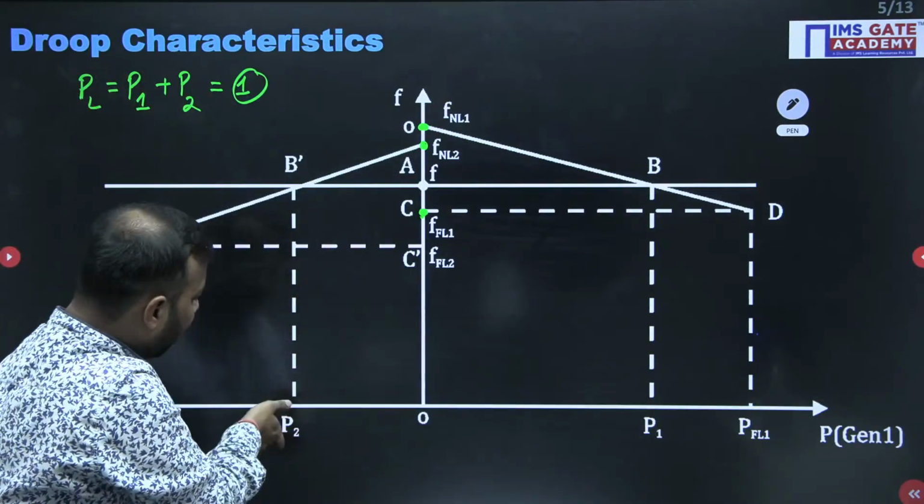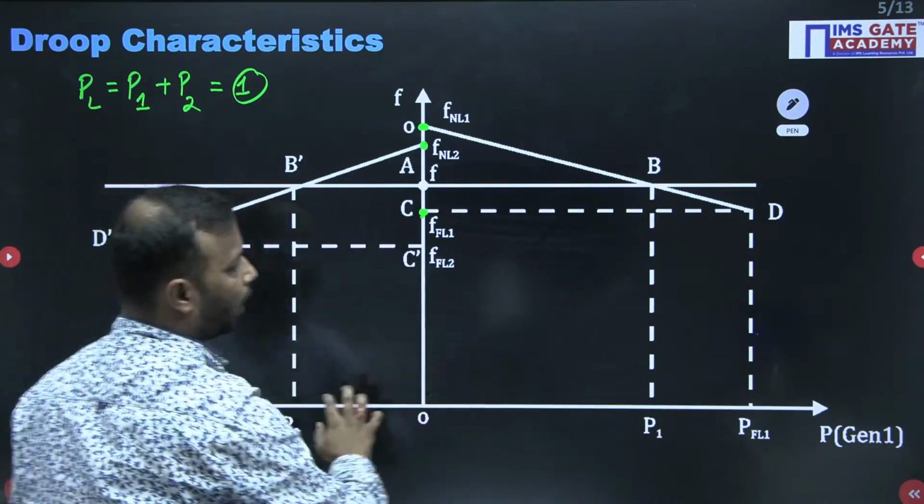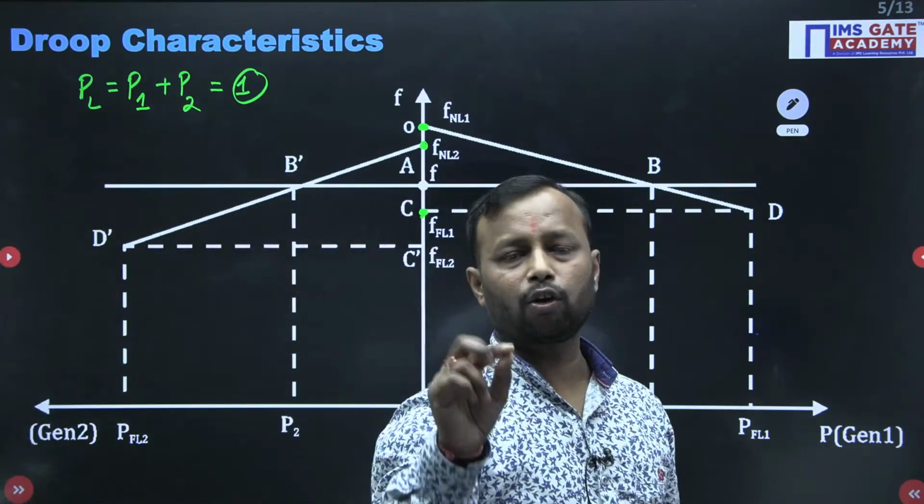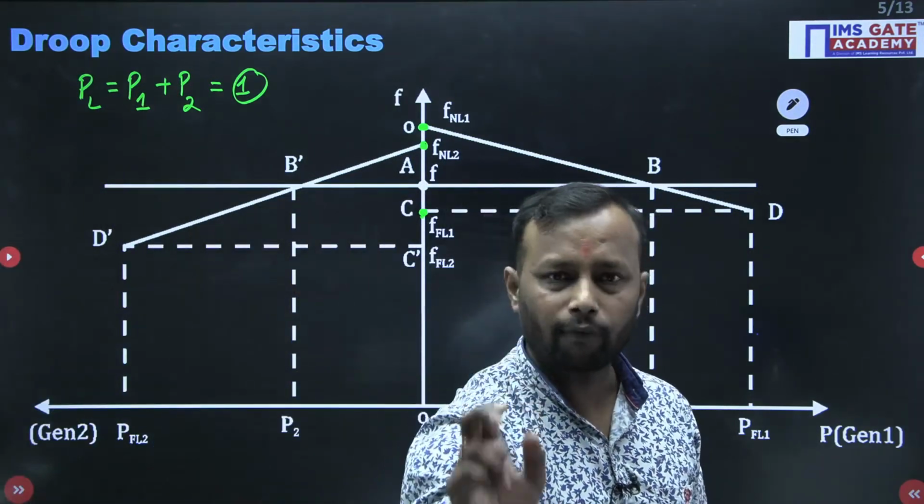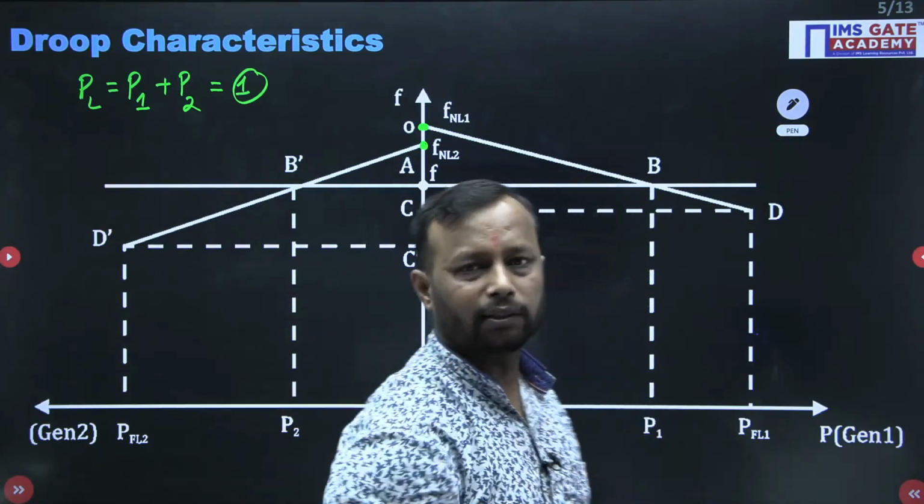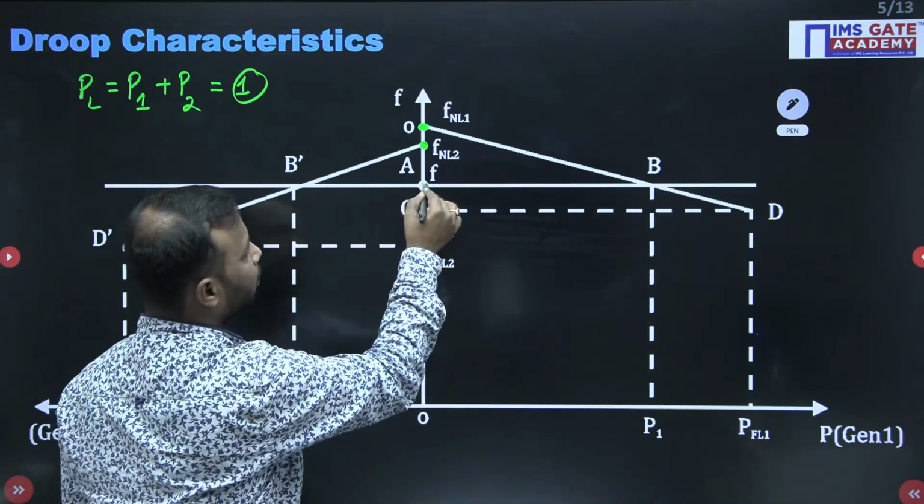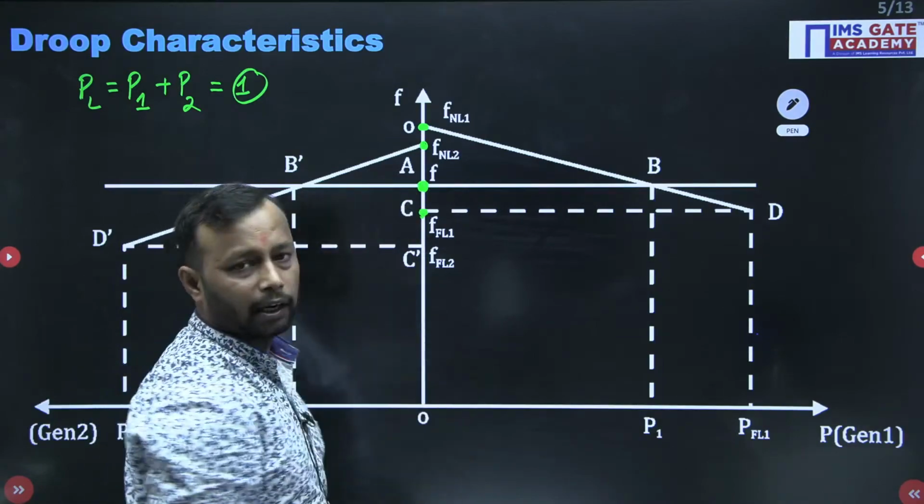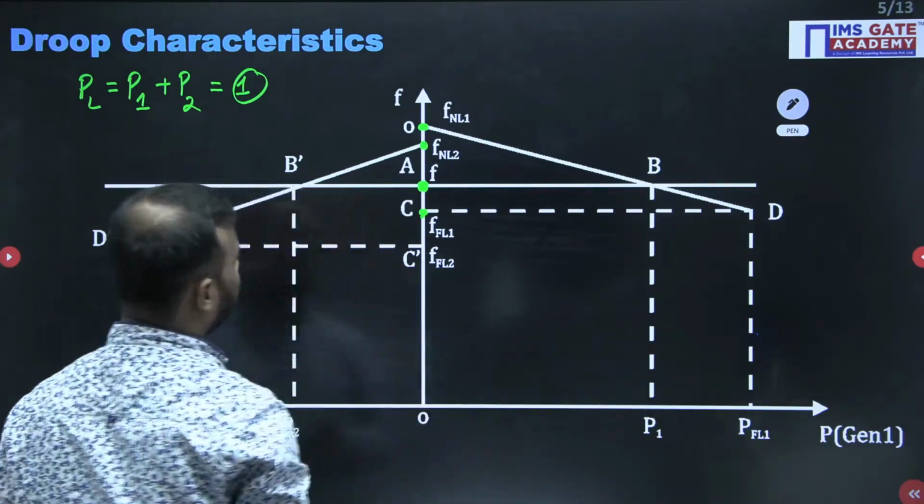Now let us have the equations. P1 at which generator 1 is supplying this load and generator 2 supplying this P2 load. तो मुझे ये दोनों find करना है. And as I told you, if they are going to supply a load, they will have to operate at a particular frequency, and this is that frequency which I need to find. Okay, तो कैसे find करें?